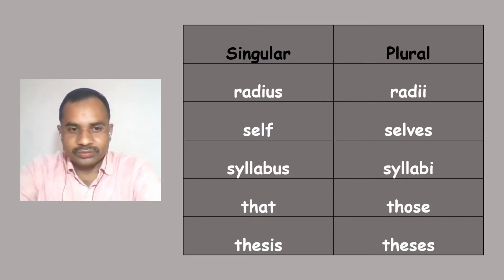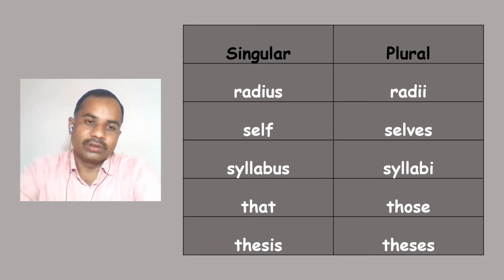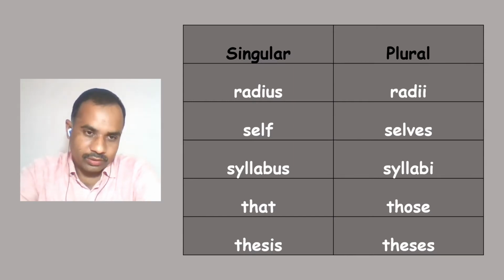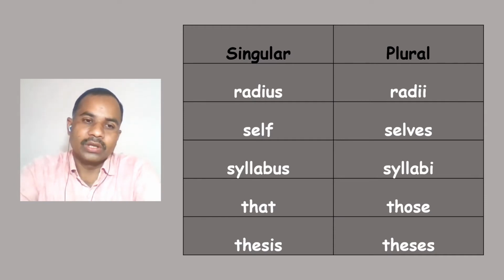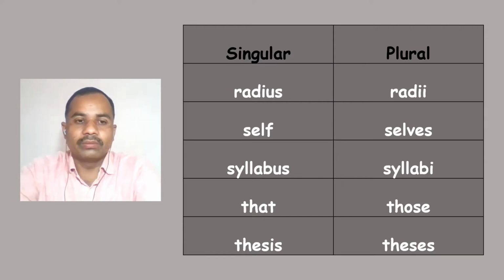Then we have self and selves. This is also one you have to remember: words which end with f or fe turn into a v sound. So self, selves, ourselves, like that. We will see some of them, like wolf, wolves, and wife, wives. Then we have syllabus as the singular form and syllabi as the plural.